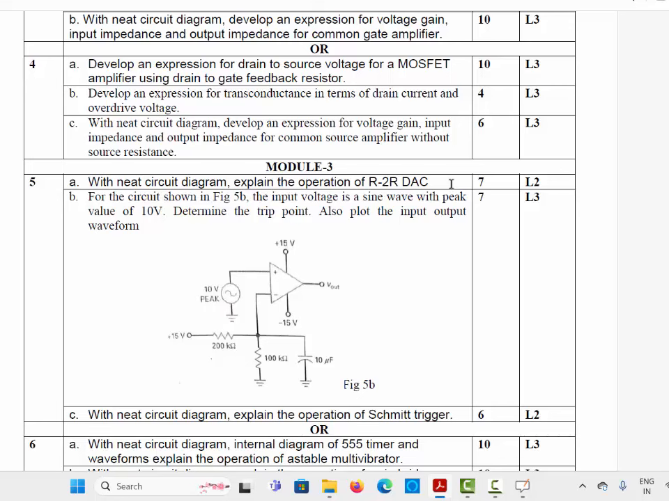Now here 5b, there is a numerical. What they're telling: for the circuit shown in this figure, the input voltage is a sine wave with peak value of 10 volt. Determine the trip point. Trip point means reference point. Also plot the input and output waveform. So let us solve this problem.